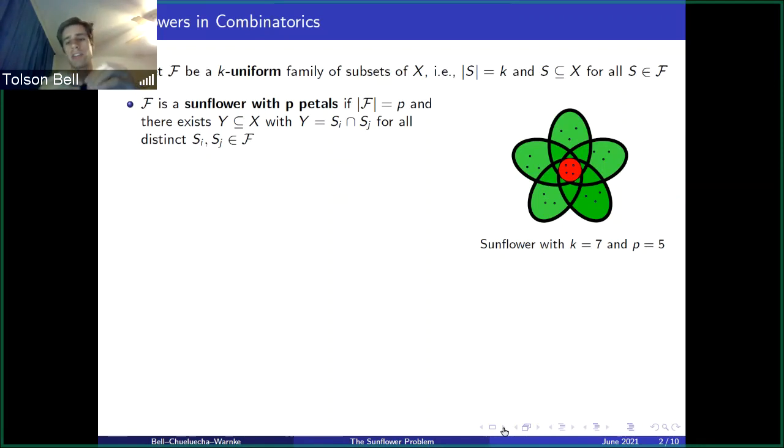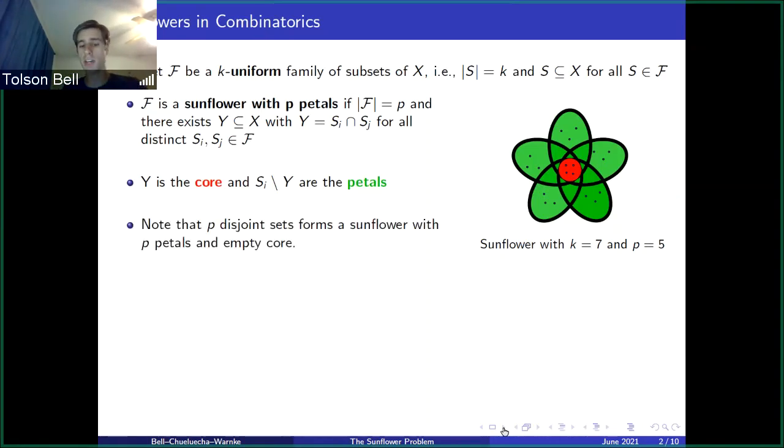In other words, the intersection of any two sets is the exact same as the intersection of all of the sets. And we use K to denote the number of elements in each set. Usually we think of it as a set system where each set has the same number of elements, and P being the number of sets that form our sunflower. Here it's written in more mathematical language on this side. The center of the sunflower we call the core. And then the remaining parts of each set, which are then disjoint, we call the petals of the sunflower. So P is then the number of petals.